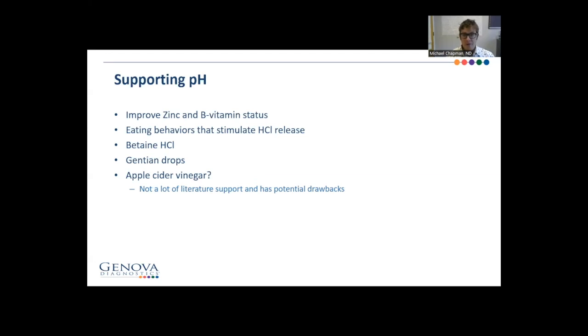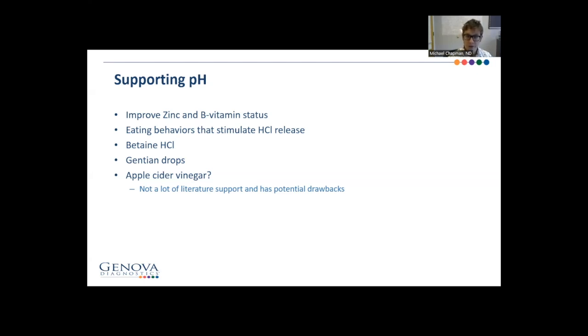Well, if zinc and B vitamins were part of the problem, then they can be part of the solution, right? We can certainly evaluate zinc and B vitamins with maybe a micronutrient assessment or things of that nature to make sure that we really should be supporting that. Eating behaviors that stimulate HCl, like I mentioned, the mindful eating, that eating hygiene. And then we can get into more direct support like betaine HCl, actually taking HCl. And we'll probably talk a little bit later about an HCl challenge.